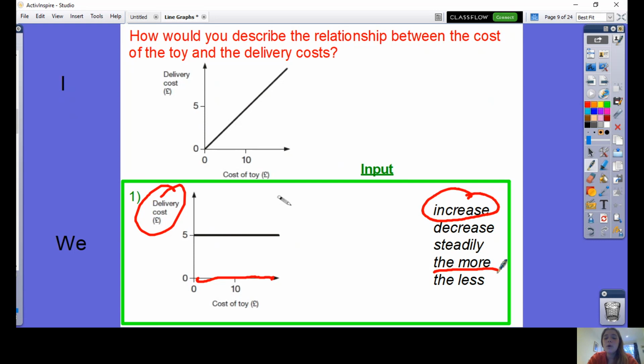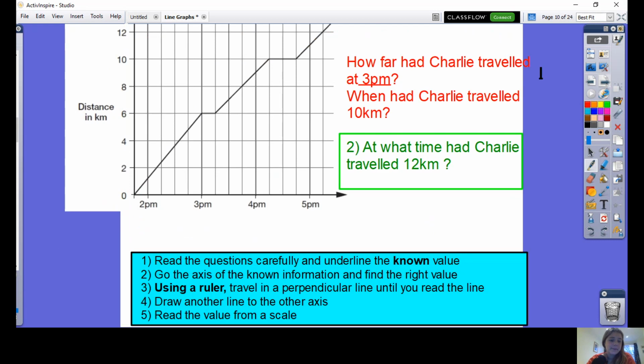You could say the more the toy costs doesn't impact the cost of delivery. It remains the same. You could say the cost of delivery remains the same despite the fact that the cost of the toy is increasing. But you needed to get the idea that the delivery cost is staying steady, always at £5. Okay, let's look at some specific data then.